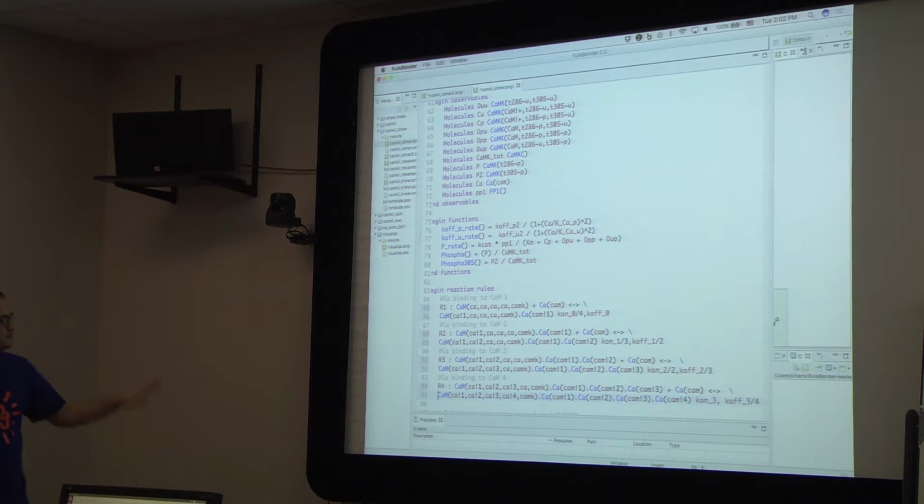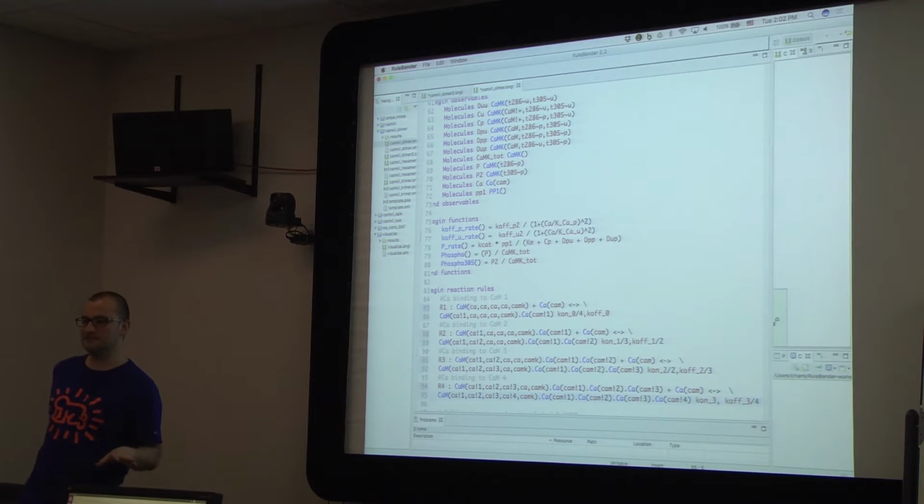Okay. So these first 4 rules are just calcium binding to calmodulin. There is no CaMKII in the system. Okay.